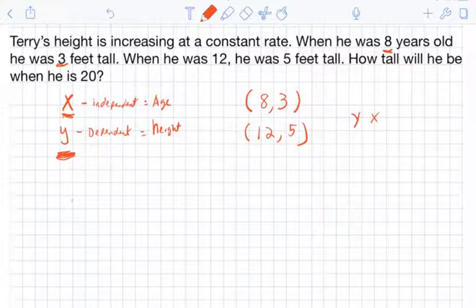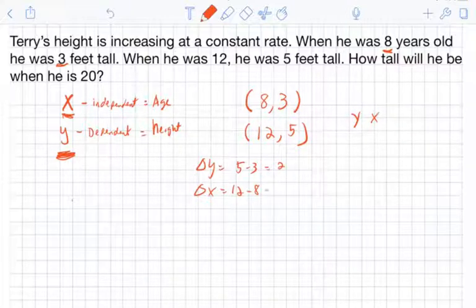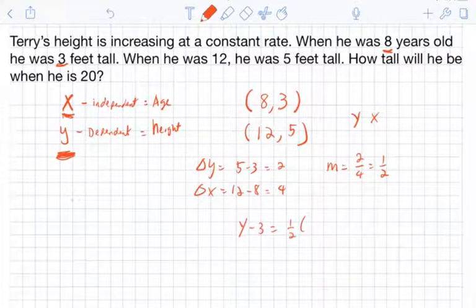Let's figure out what the slope is. Delta y is 5 minus 3. Delta x is 12 minus 8. So that's equal to 2. So that's equal to 4. So the slope is 2 over 4, which is one half. And then we can put things in point slope form. y minus 3 is equal to 1/2 times (x minus 8).